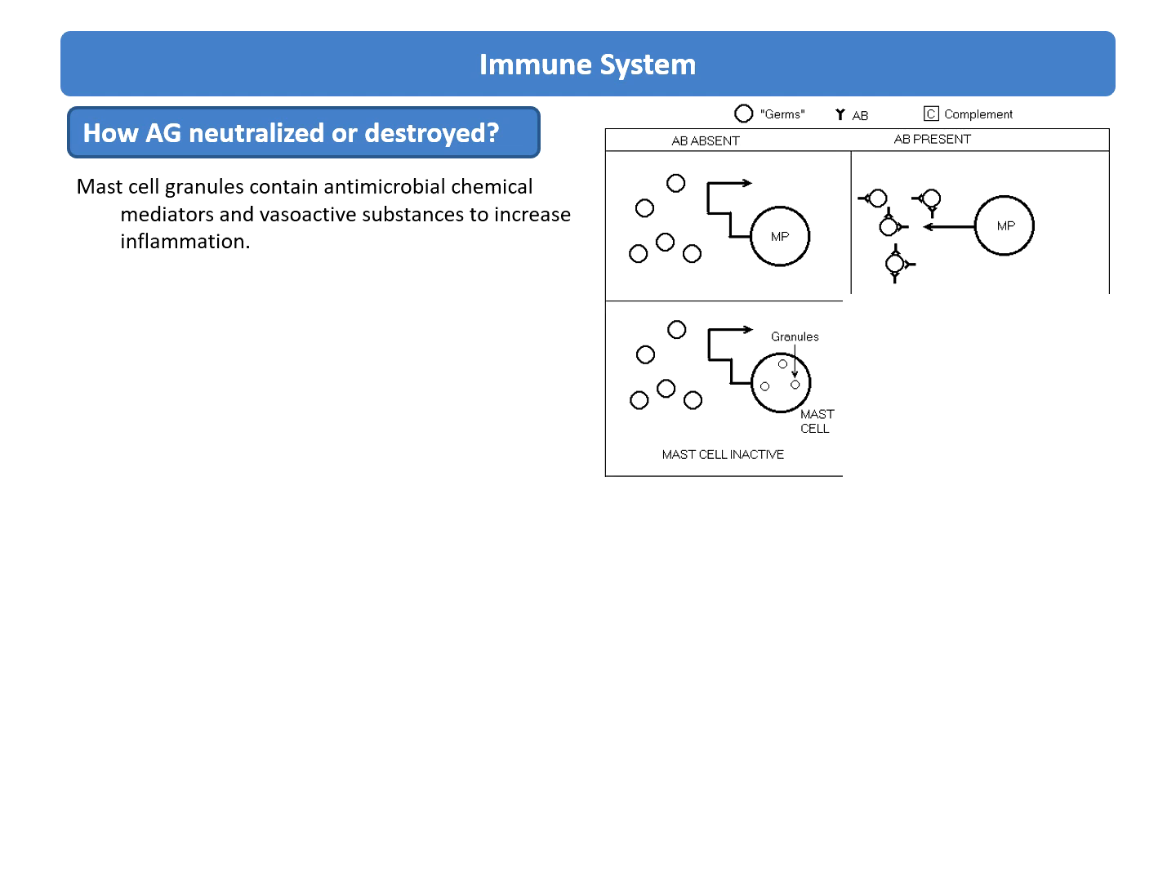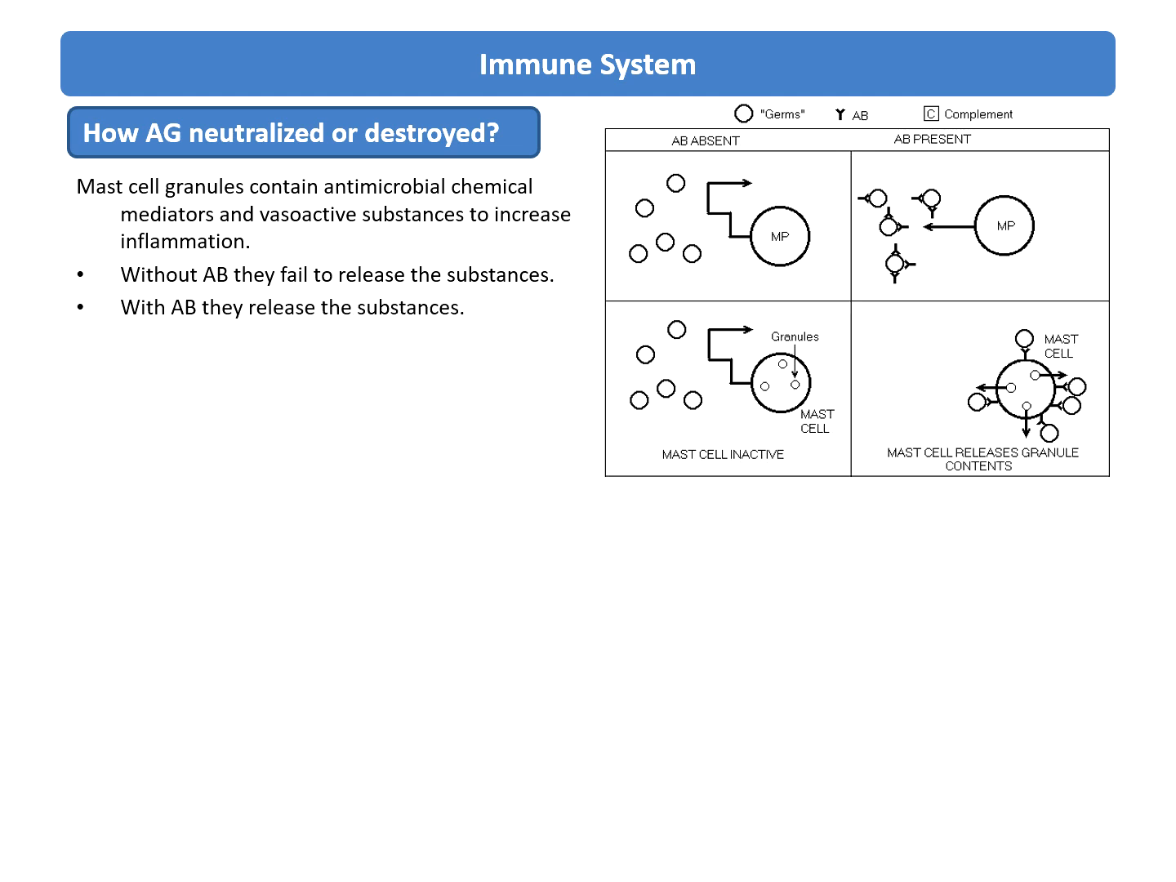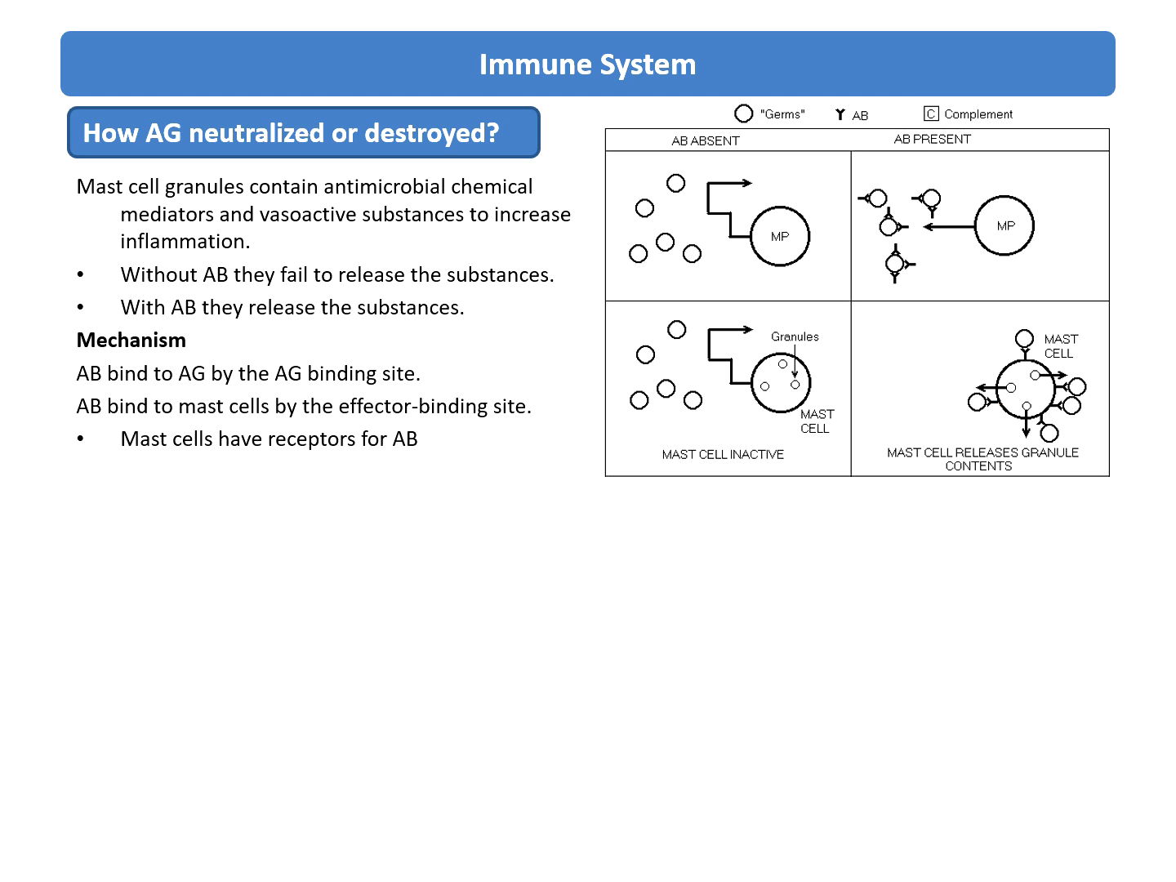Mast cell granules contain antimicrobial chemical mediators and vasoactive substances to increase inflammation. Without the antibodies, they fail to release the substances. With antibodies, they release the substances, making the immune system much more effective. The mechanism: antibodies bind to antigen by the antigen binding site. The antibodies bind to mast cells by the effector binding site. The mast cells have receptors for the antibodies.